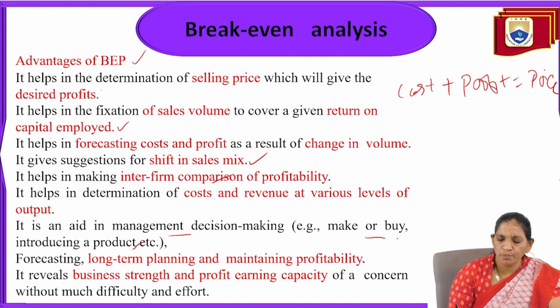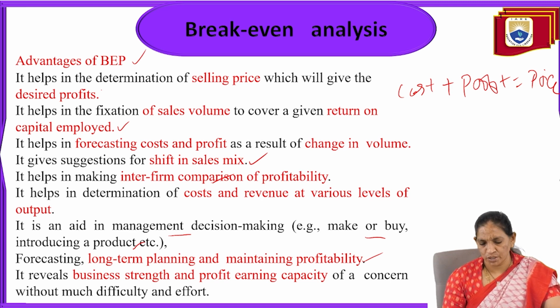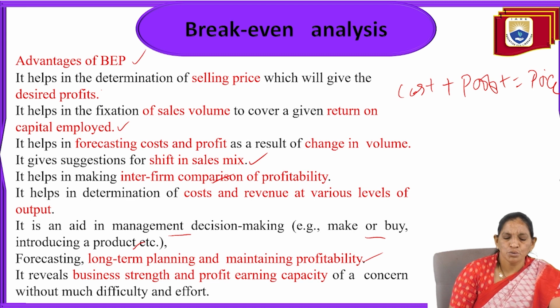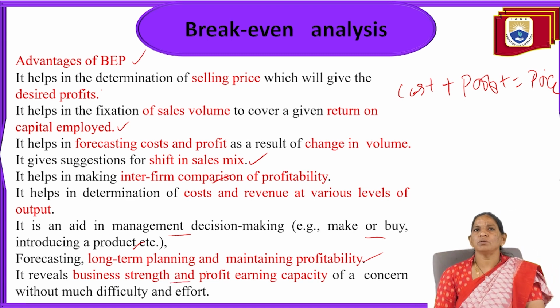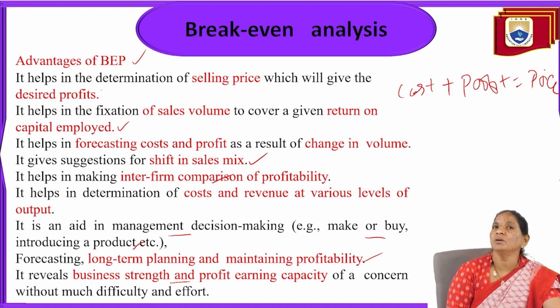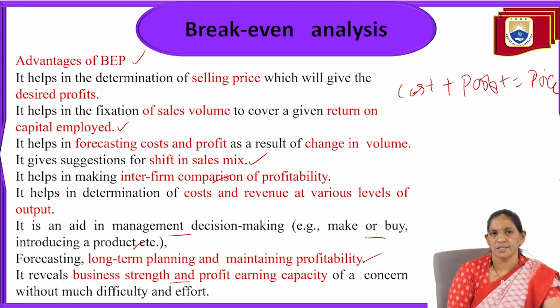This also helps us forecast long-term planning and profitability. To maintain profitability and long-term planning, an organization has to go for break-even analysis. Break-even analysis also shows positive strengths, by knowing the PV ratios. So we can identify the strengths and capacities of the organization.